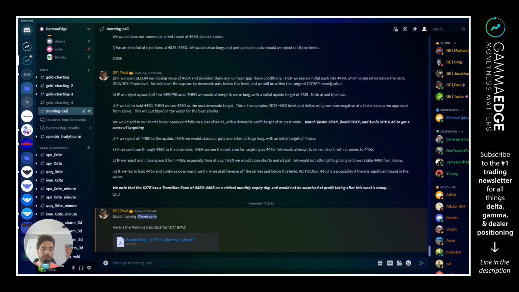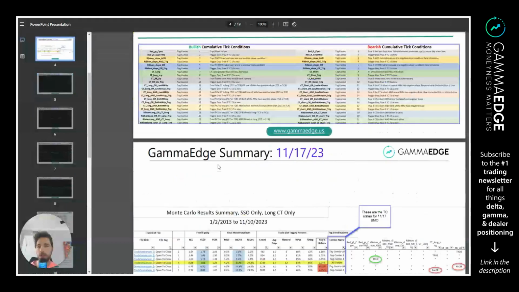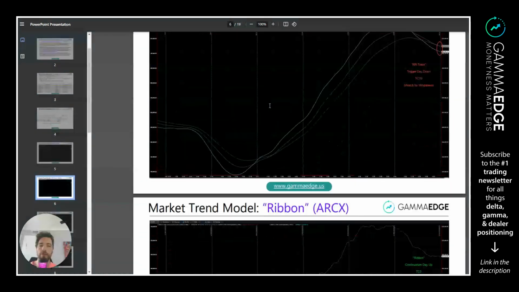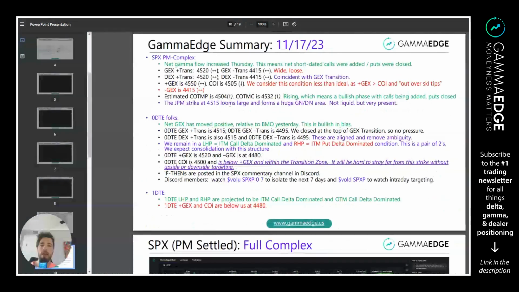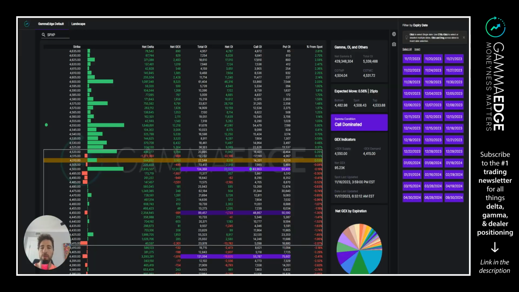Hey guys, Taylor GammaEdge here, coming at you with a quick SPX structure video pre-market OpEx day for November 17th. First thing to note, the morning call PDF has been posted in the Discord if you're unfamiliar with that. It's just one of our key pre-market documents. We go over the conditions of the tick itself, conditions of SPX, PM complex, 0DT, 1DT, and some of our thoughts on what structure looks like. Then today we have a slide for SPX Friday, which is going over the AM settlement. So with that, let's get into the web app real quick.